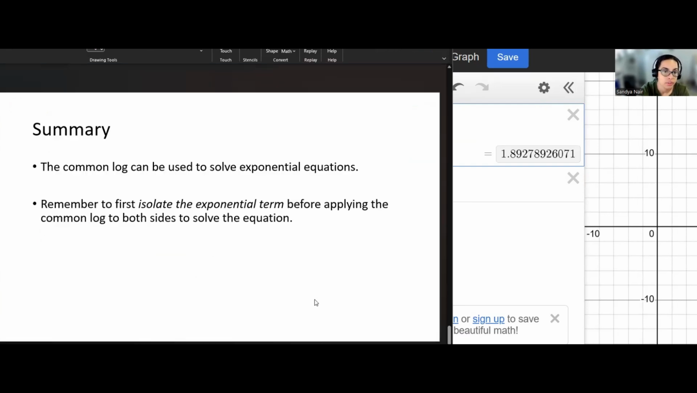So the common log can be used to solve exponential equations. Remember to first always isolate the exponential term before applying the common log to both sides to solve the equation.